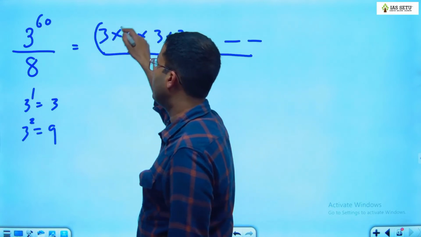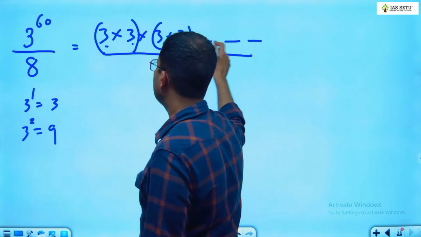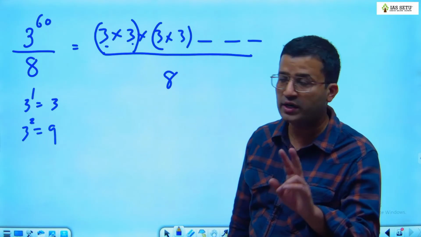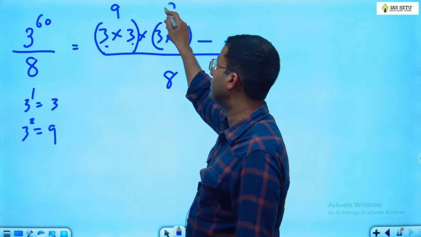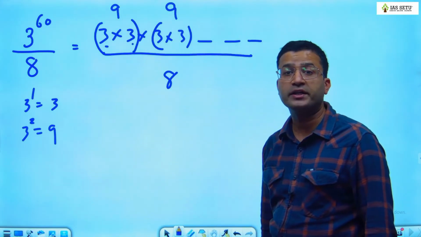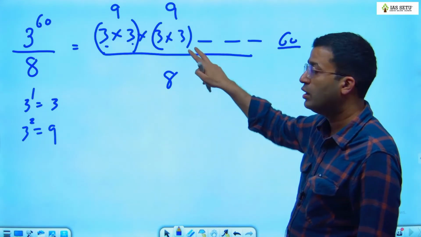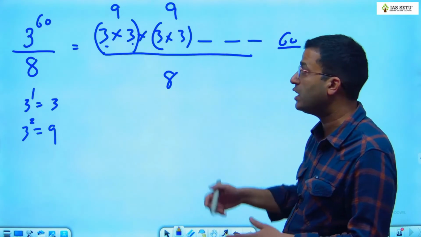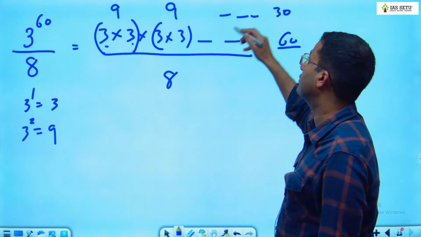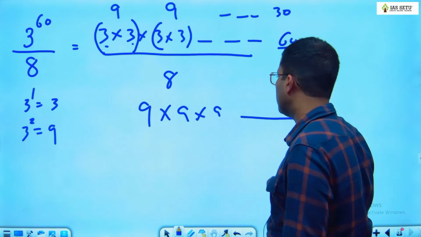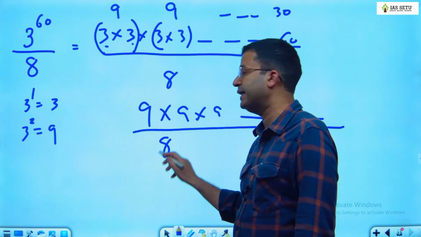So we make couples. Husband, wife, husband, wife, husband, wife. If there are total 60 members, one couple's value will become 9, 9, 9. How many 9s will be there? 30, because there are 60 threes and joining two 3s gives 9, so 9 will come 30 times. So it means it is 9 into 9 into 9, 30 times, divided by 8.